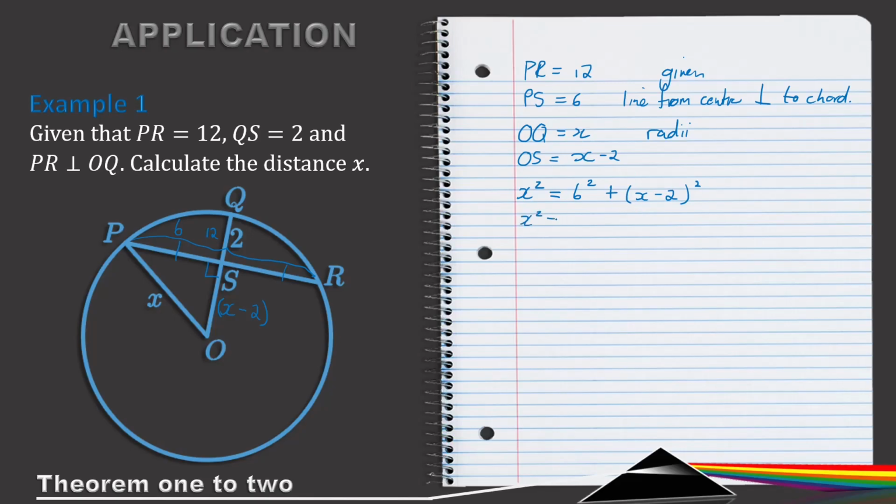So I'll write x squared is equal to 6 squared plus... Now be careful not to just multiply or square both of these terms directly. You can only do that if they were multiplied together. So either one of the two ways, expand these two brackets, like write it as x minus 2 next to each other and FOIL it out.